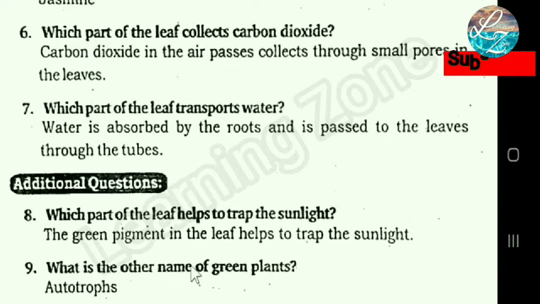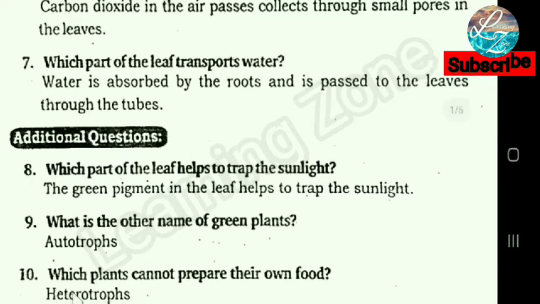What is the other name of green plants? Autotrophs. Which plants cannot prepare their own food? Heterotrophs.